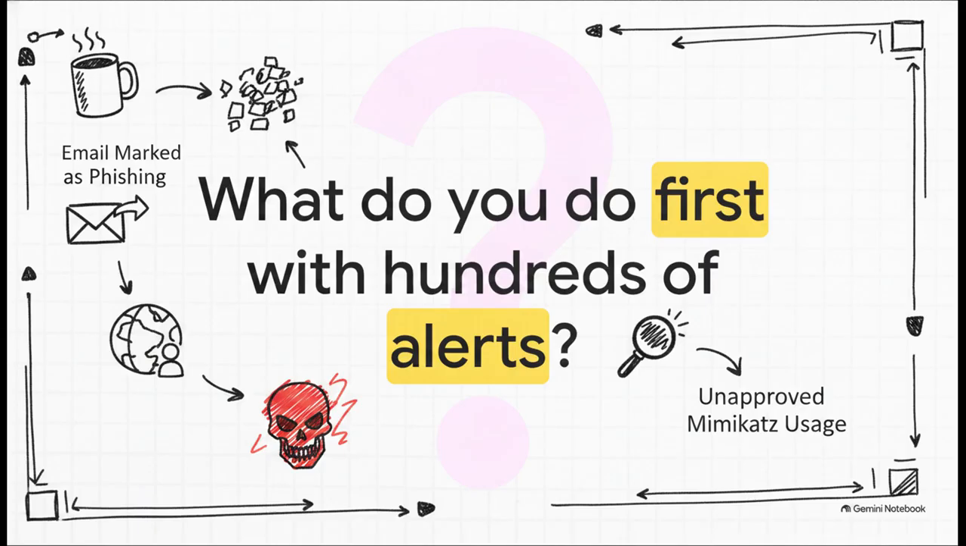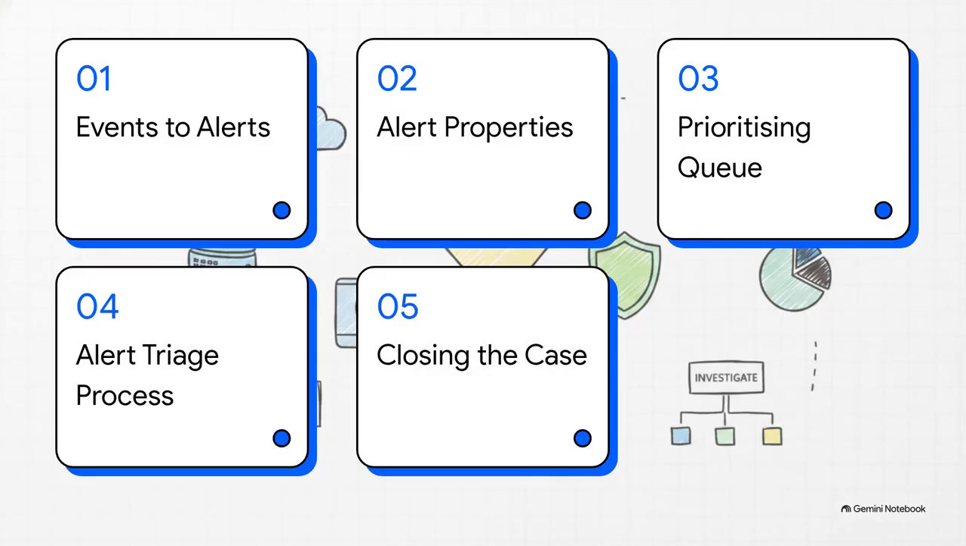So what do all these actually mean? How are they even formed? And honestly, most importantly, what do you do first? Well, to conquer that chaos, here is our roadmap for today's Explainer. First, from events to alerts. Second, decoding alert properties. Third, prioritizing the threat queue. Fourth, the alert triage process. And finally, closing the cyber case.